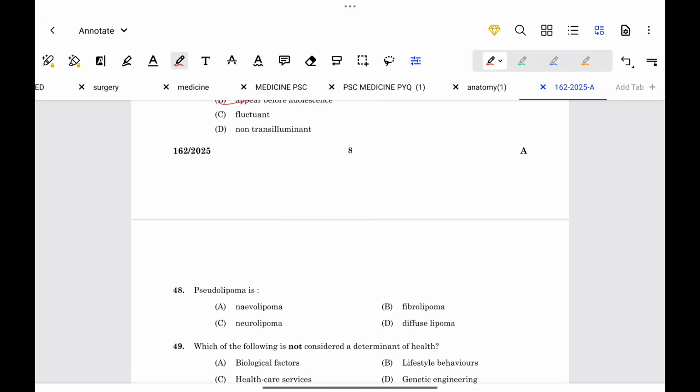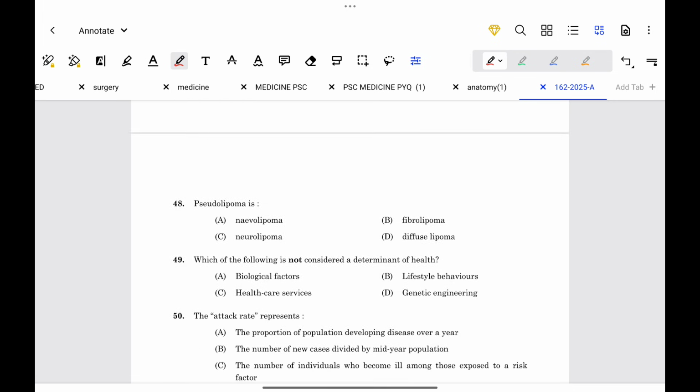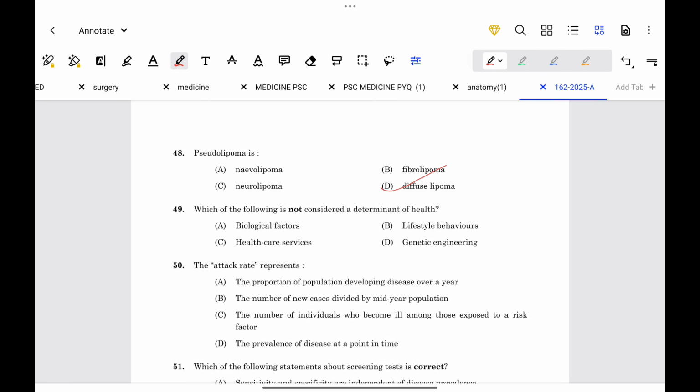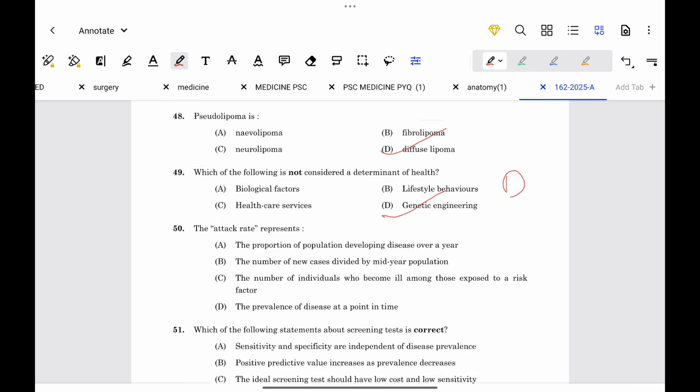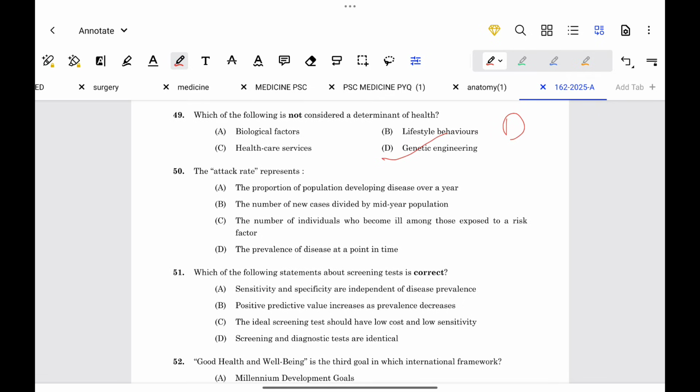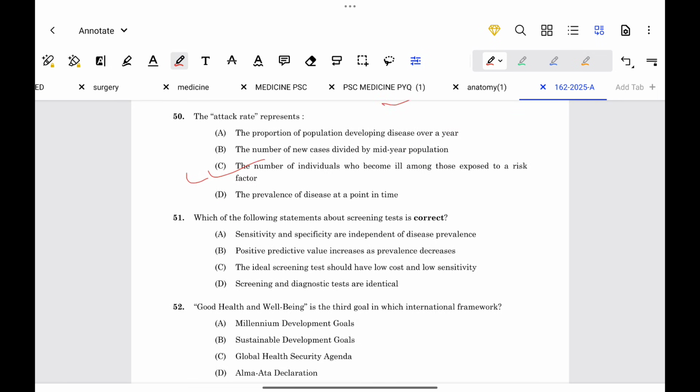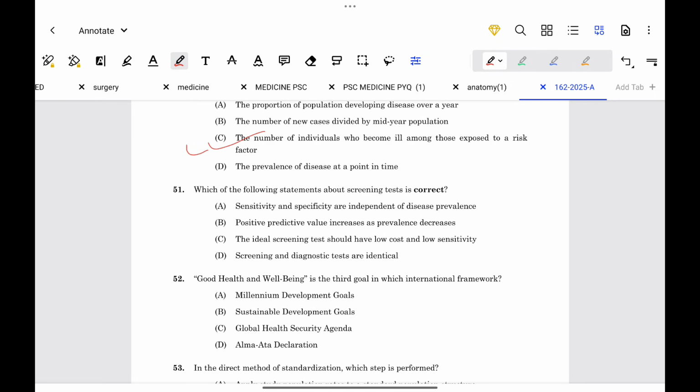Option B. Pseudolipoma, it is diffuse lipoma. Okay. Which of the following is not considered as a determinant of health? Genetic engineering. Option D. The attack rate represents the number of individuals who become ill among those exposed to the risk factor. Option C. Which of the following statements about screening test is correct? Sensitivity and specificity are independent of disease prevalence. This is the correct one.